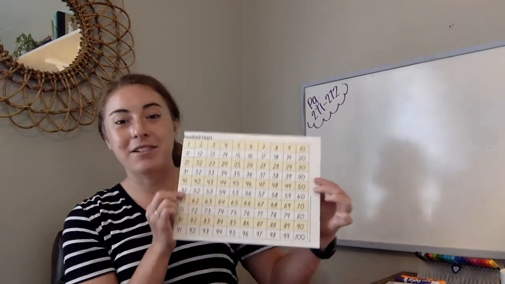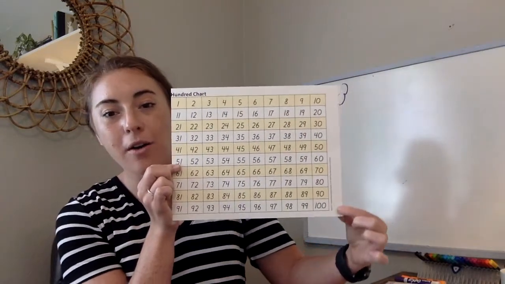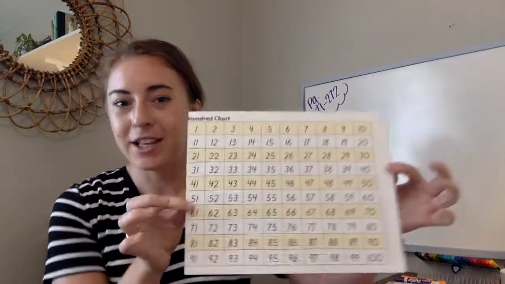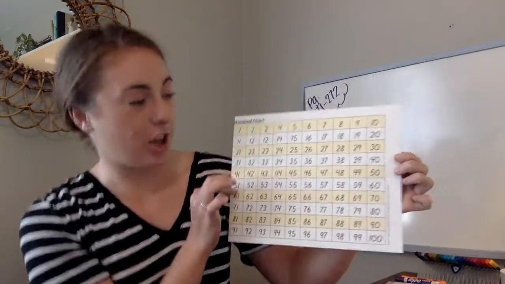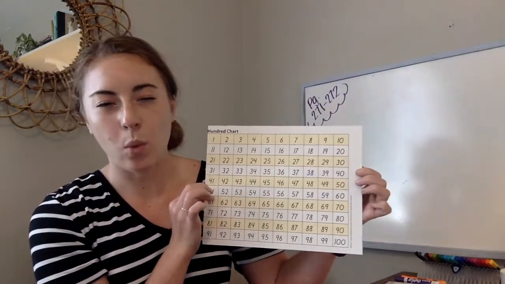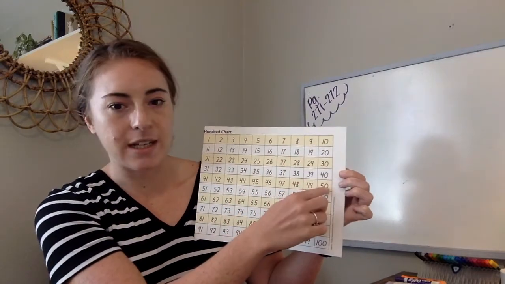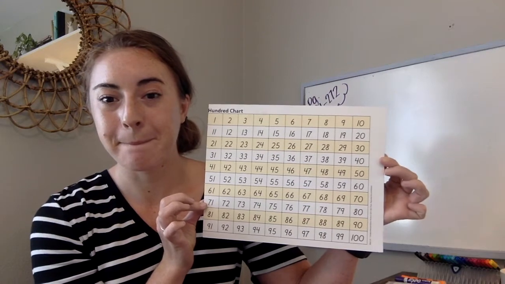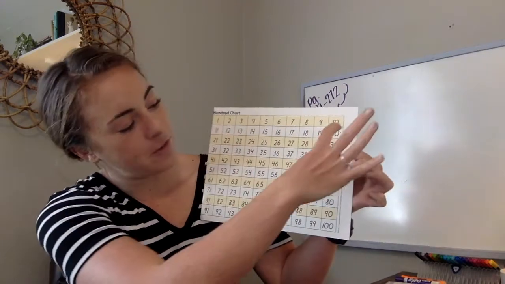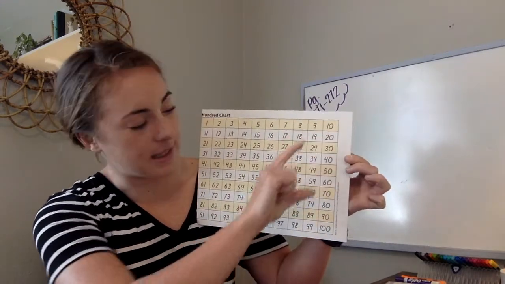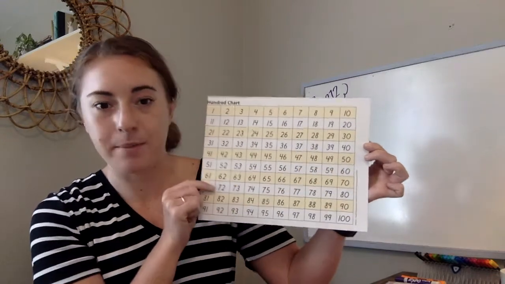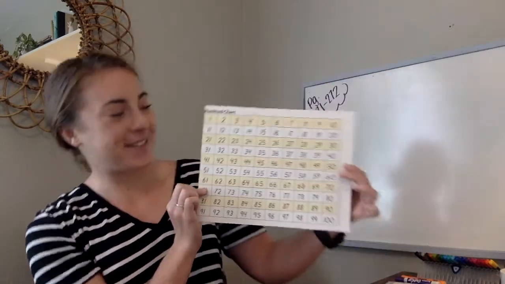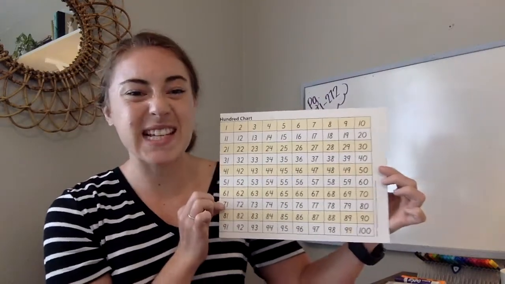You did it. You counted from 50 all the way to 100. Now I have a question for you. Using my 100 chart, can you tell me what is 50 plus 50 more? Do you know? 50 plus 50 more. 100. Yep, 50 plus 50 is 100.